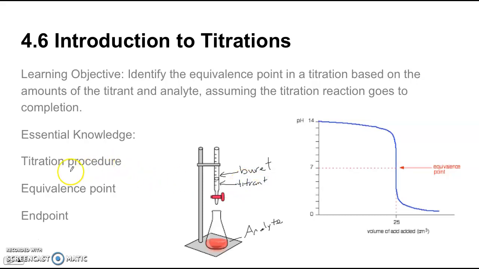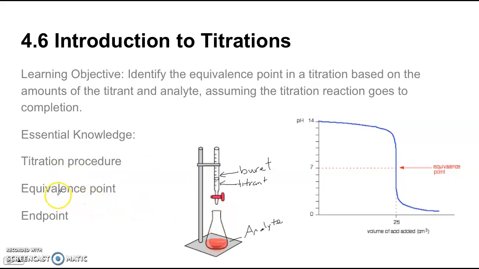You also want to know some of the basics about the procedure. At the beginning, you rinse the burette completely with distilled water, and then you rinse it with a small amount of the titrant. Then you fill up the burette with the titrant, remove the air bubble, and measure the starting volume and the final volume, and then you can do calculations after that. So those are the basics.